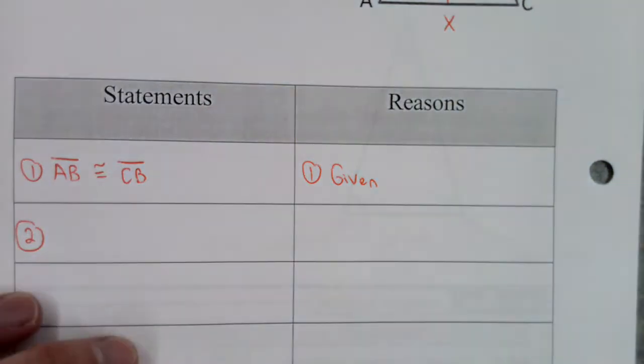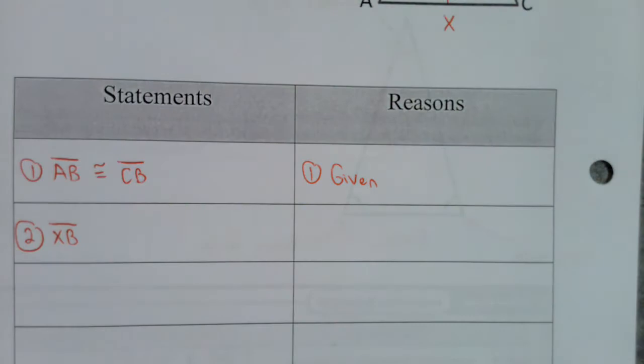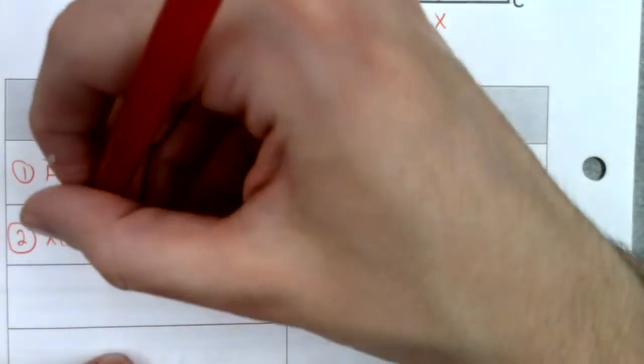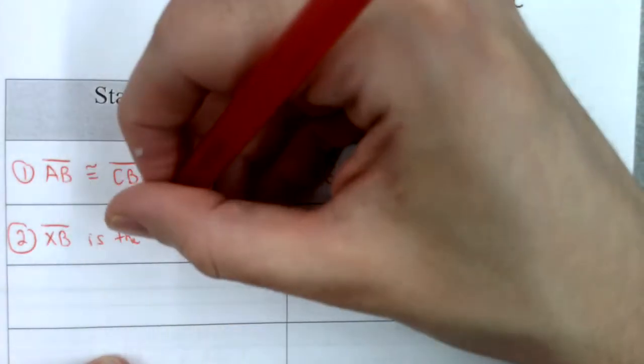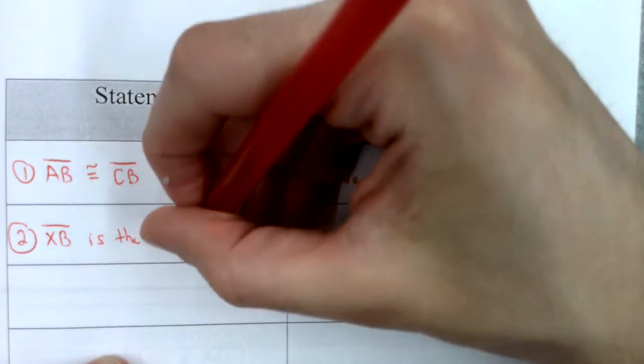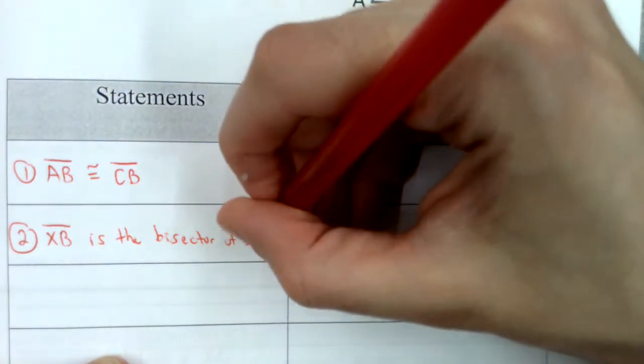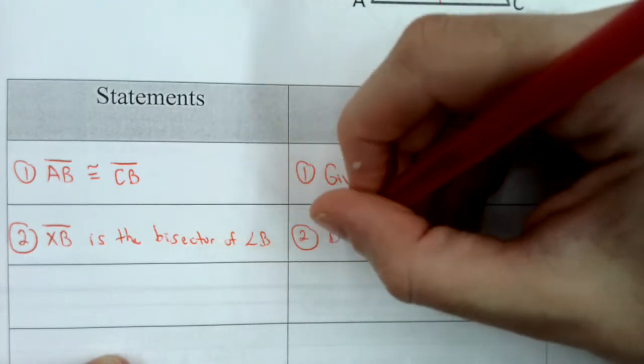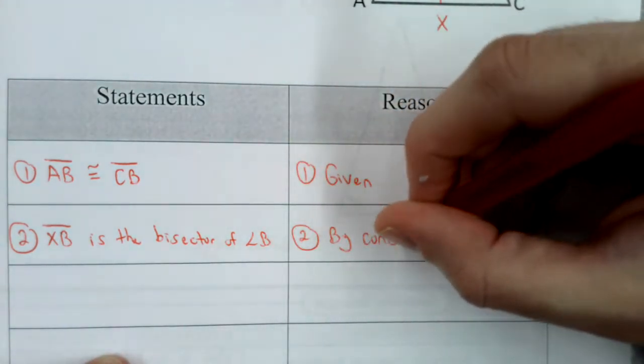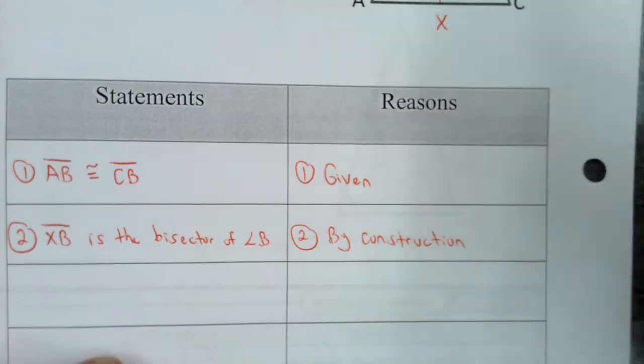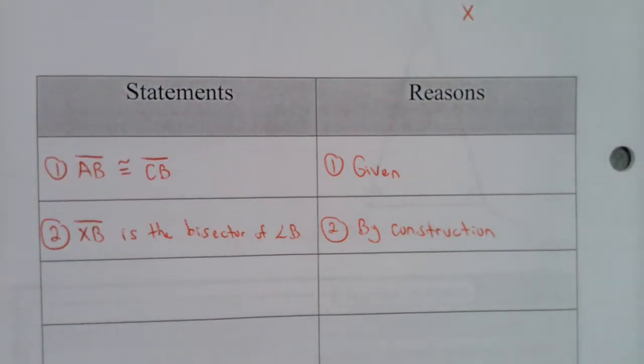So here's what I'm going to say for statement 2. XB, the segment I just drew in, is the bisector of angle B. That reason is called by construction, because I just drew that in myself. So I just drew in segment XB so that it was the bisector of angle B.